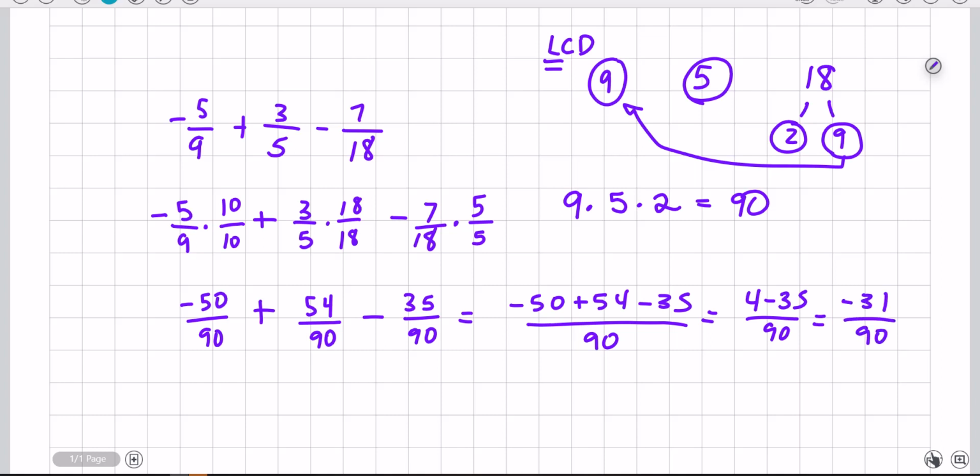And from here, I simply look to see if there is anything that can reduce. And I don't see anything that can reduce. Therefore, negative 31 over 90 would be my final answer.